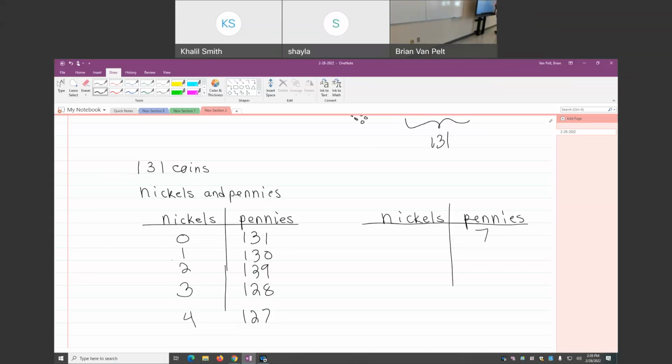What if I have 70 pennies? How many nickels do I have? How'd you get that? So how about 71? What do you get then? 131 minus 71. Is that correct? So if I have 72 pennies, how much would be over there? 72, so 131 minus 72, that would equal 59.